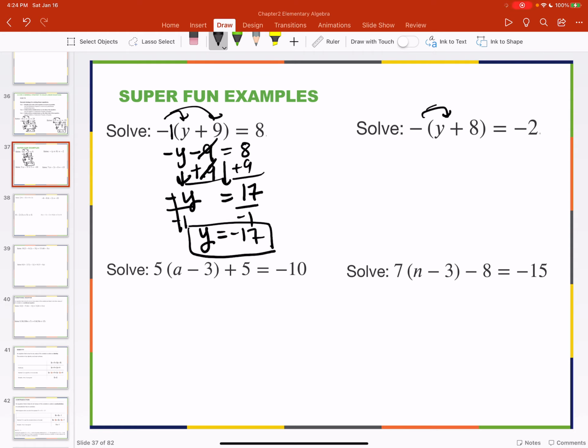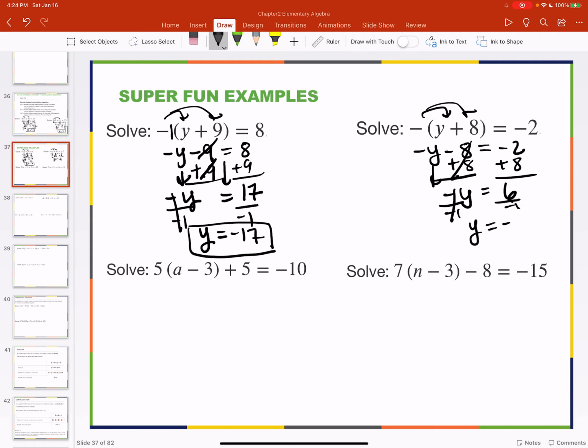So let's distribute this negative here. We get negative y minus 8 is equal to negative 2. Then we're going to add 8 to both sides. Okay, cancel that out. Bring this down. Minus y is equal to negative 2 plus 8 is 6. Then divide by negative 1 to get rid of the coefficient of negative 1. We get y is equal to negative 6.